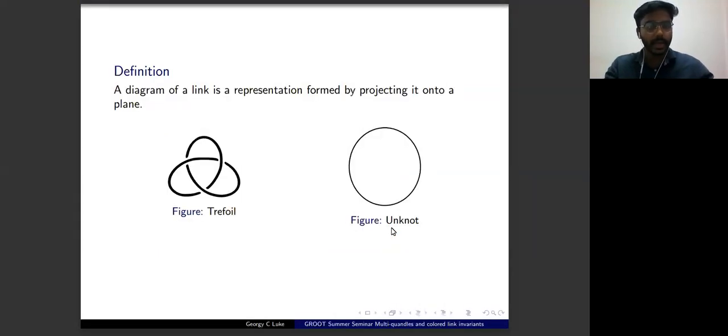And then a diagram of a link or a knot is a representation of the knot or link by projecting it onto the plane. So we project the knot onto a plane, and the 2D picture we get, we call a diagram. There are certain things hidden, but for simplicity, I define it like this.